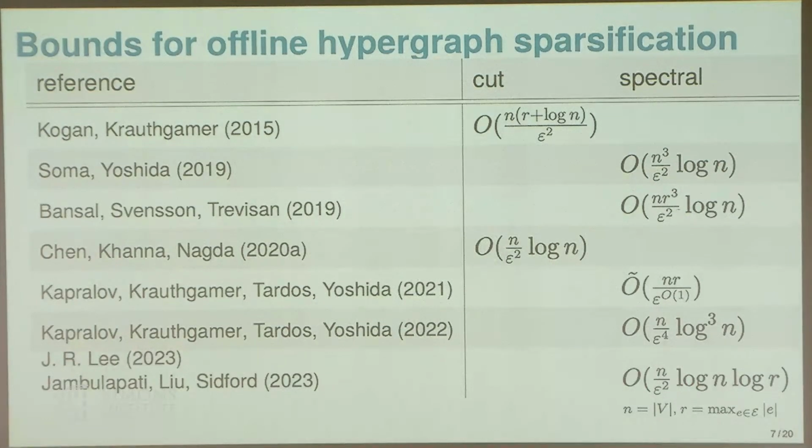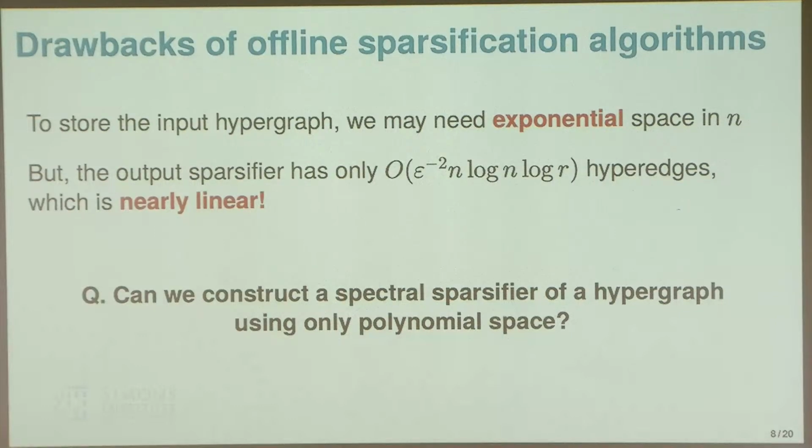This is great because in general a hypergraph can have exponentially many hyperedges, 2 to the n many hyperedges, but to preserve the value of the quadratic form, you only need that many fewer hyperedges. So that's the compression. That's what's known.